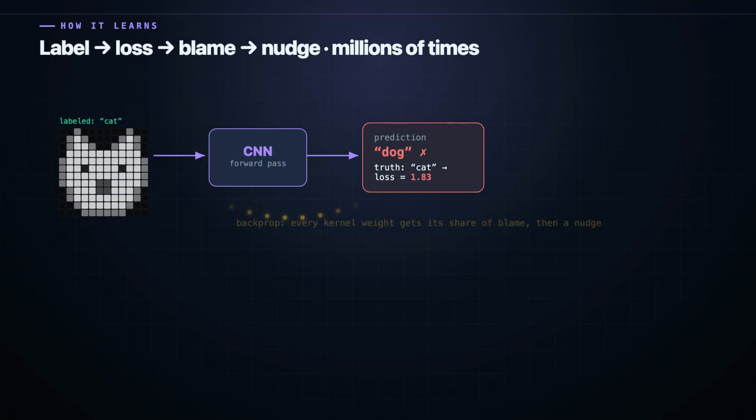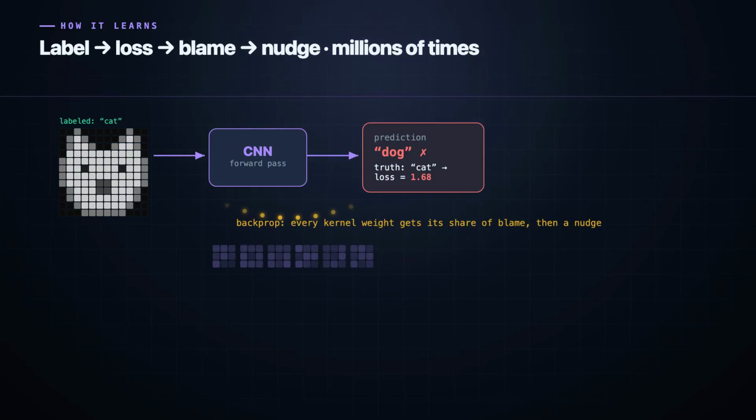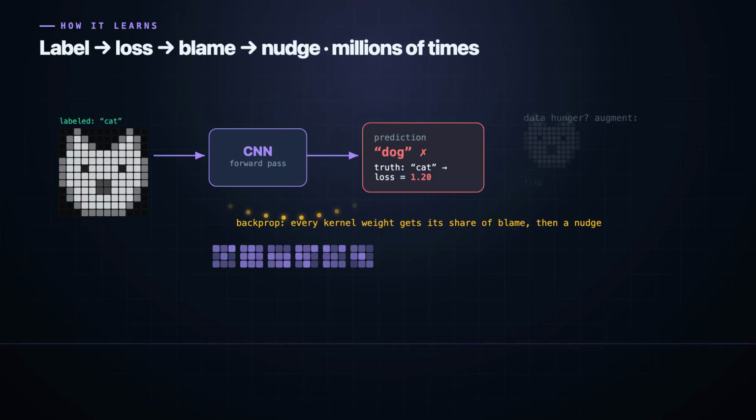Then comes the truly clever step, backpropagation. Backpropagation works backward through the network and figures out, for every single weight, how it nudged the loss up or down. Then we adjust every weight a tiny amount in the direction that would have made the loss smaller. One image barely moves anything, but do this millions of times over millions of images and watch the loss curve slide downward. The guesses get better and better and better.